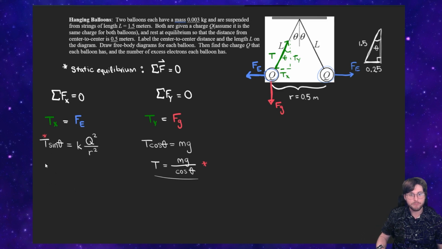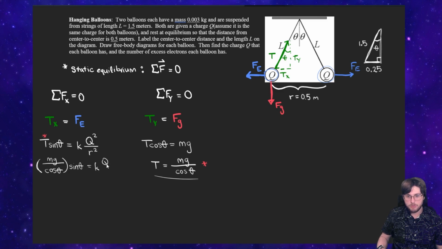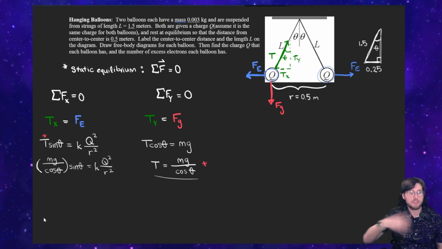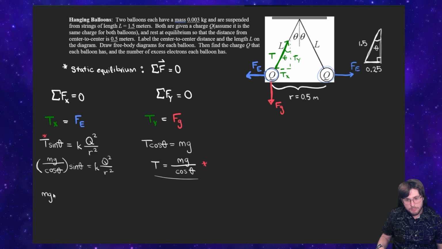because now we have a way to substitute something in that'll make this all solvable. So down here, I'm going to plug in for tension our little formula over here, which is mg divided by cosine theta times sine of theta. And all that, again, is going to equal Coulomb's law, which is just k times q squared over r squared. Now, sine divided by cosine is a trig identity. We can simplify that to tangent theta. That means that we only have to plug in our angle once, which is a little nice. So I'll go ahead and do that. And we'll say mg times tangent of theta is going to equal k q squared over r squared.